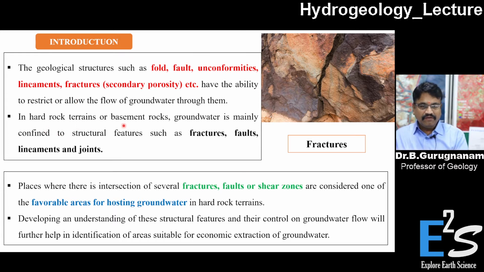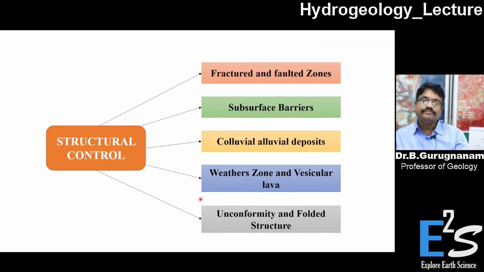In hard rock terrain or basement rocks, groundwater is mainly confined to structures such as fractures, faults, lineaments, and joints. Places where there is an intersection of fractures, faults, or shear zones are considered among the most favorable areas for hosting groundwater. Developing an understanding of structural features and their control on groundwater is very essential, and it leads us to obtain water highly economically.